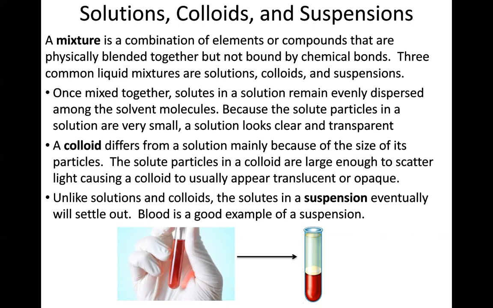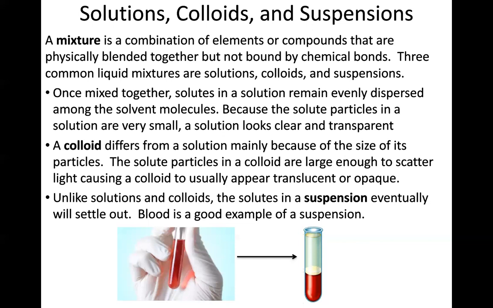Now, a colloid is different from a solution mainly because of the size of the particles dissolved. They are large enough to scatter the light, which causes a colloid to appear more translucent or opaque, kind of cloudier. We don't really talk about colloids except one other time this semester, when we talk about the thyroid gland. The thyroid produces a couple of hormones that regulate our metabolism, and those two hormones collect inside the fluid of the thyroid called colloid. That's really the only time we ever mention it outside of right now.